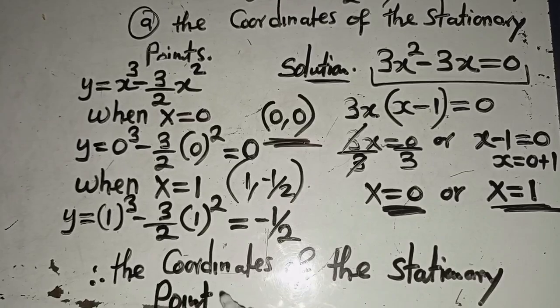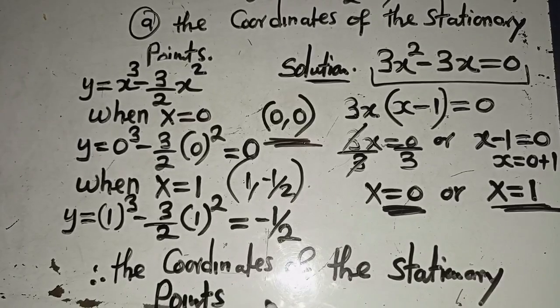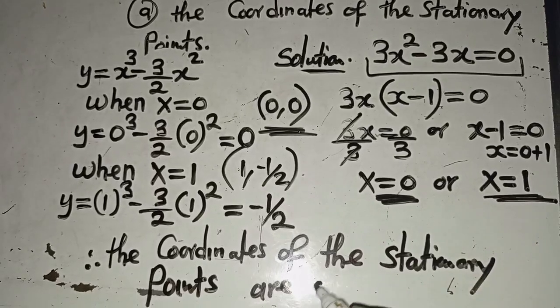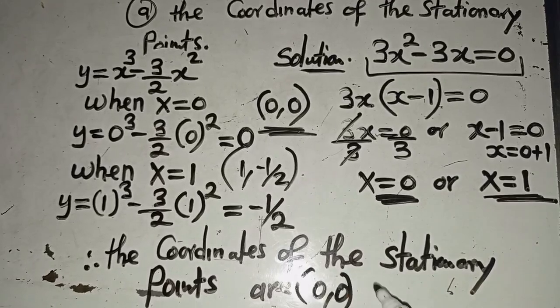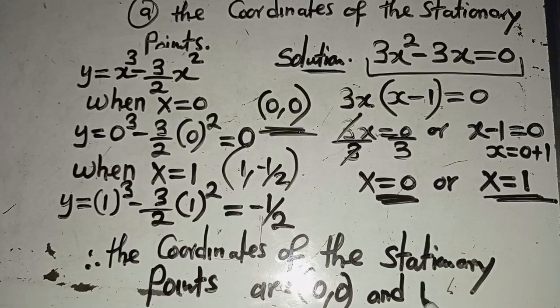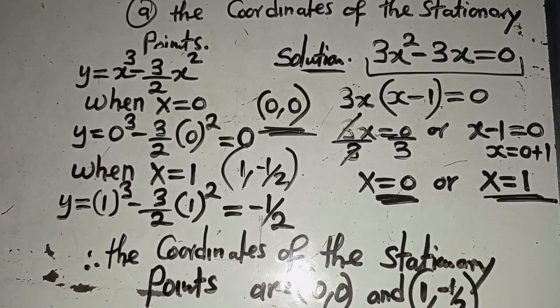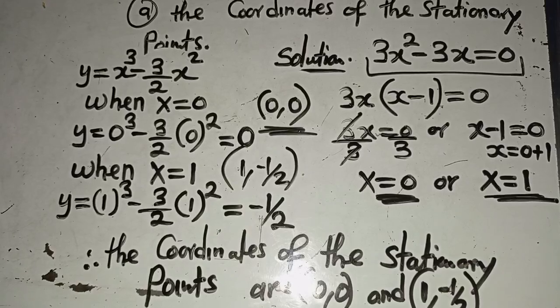This is what I need to do. The coordinates of the stationary points are (0, 0) and (1, negative 1 over 2). So these are the answers. Have you seen (0, 0) and (1, negative 1 over 2)? These are what we call the coordinates of the stationary points. So when you are asked to find the coordinates of the stationary points, this is what you need to do.